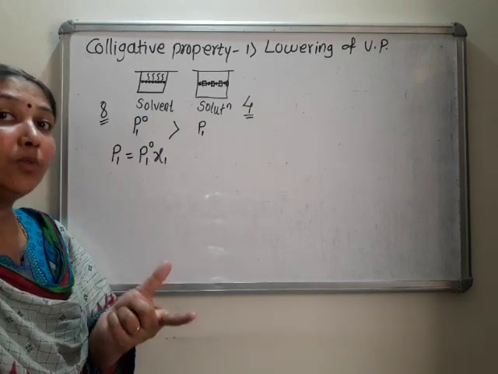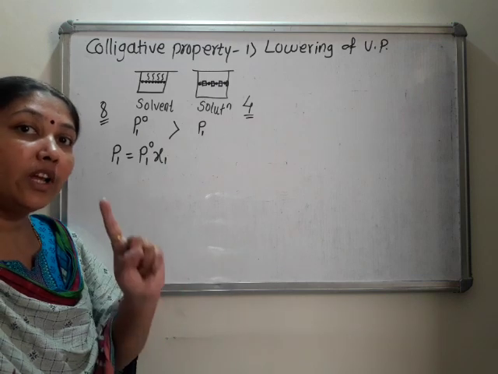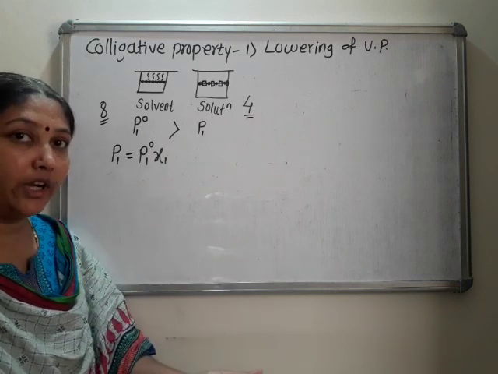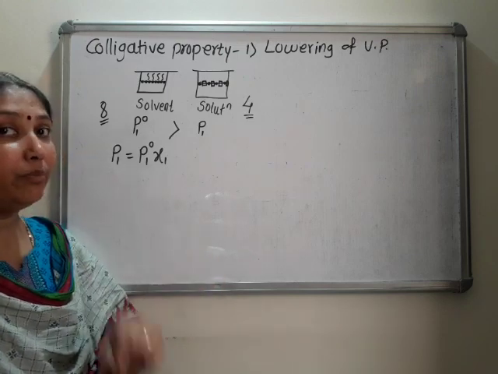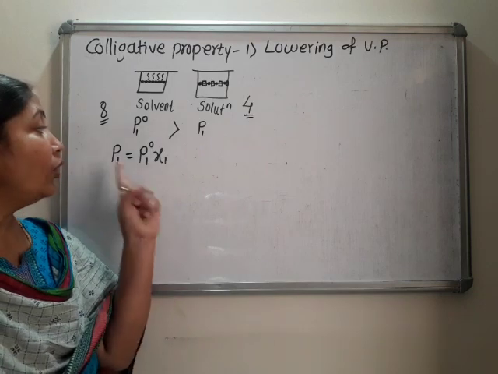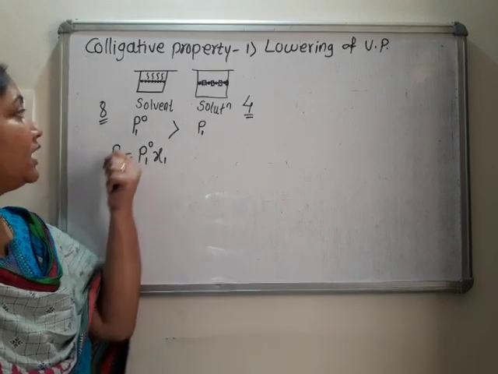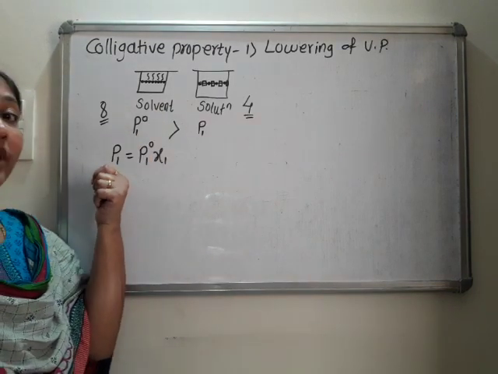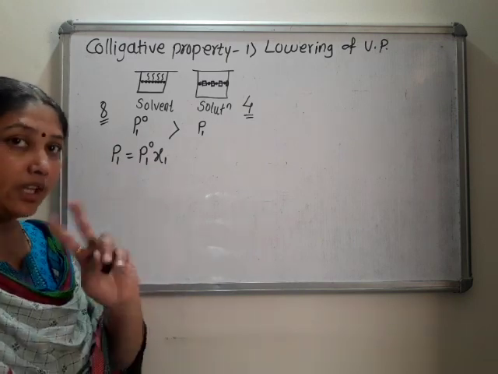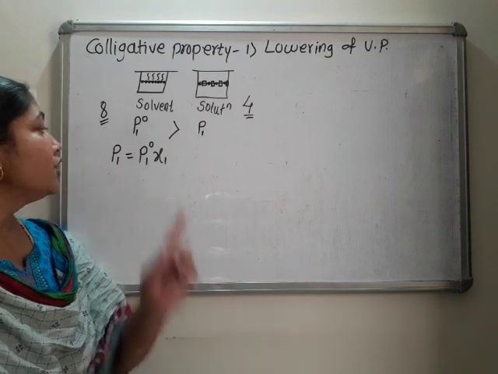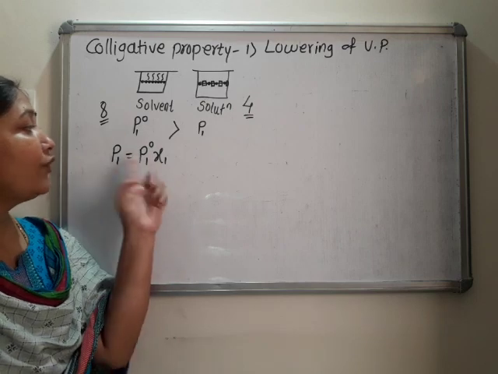Which component is responsible for exerting vapor pressure? Only the volatile component. The non-volatile component is not evaporated, so it is not responsible for exerting vapor pressure. Clear this point? Only a volatile substance exerts vapor pressure. So the volatile substance is the solvent. For the solvent we use suffix 1 and for the solute we use suffix 2. Clear this point? So solvent is P1 and P01 is for the pure solvent.